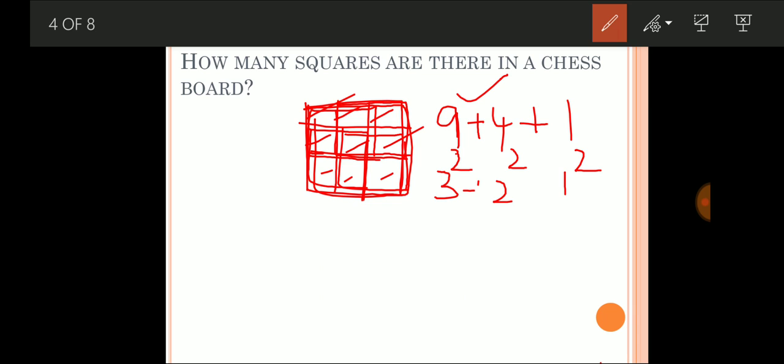So in a 3x3 square, which is given as a 3x3 grid, the answer is 3 squared plus 2 squared plus 1 squared, which means it starts from 3, reduces, and goes down to 1.